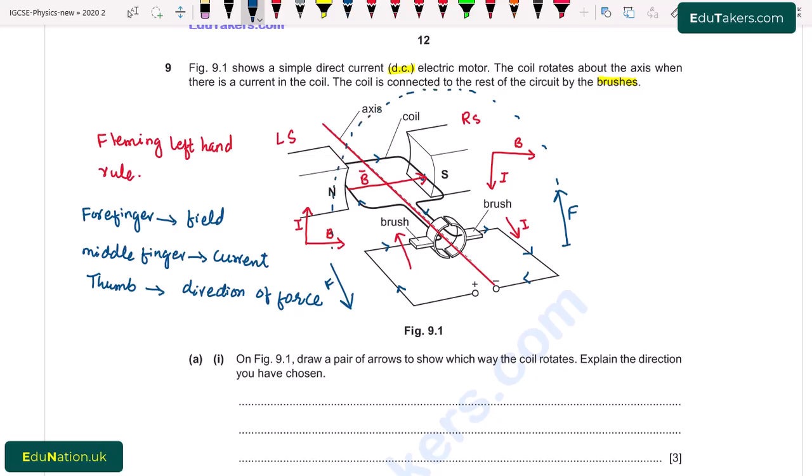Because in this side force is upward and on the left side force is acting downward. So there will be anti-clockwise rotation. Means that this moves in this sense. And I have to mention here, the coil moves in the anti-clockwise direction. So it is the direction in which the coil moves.